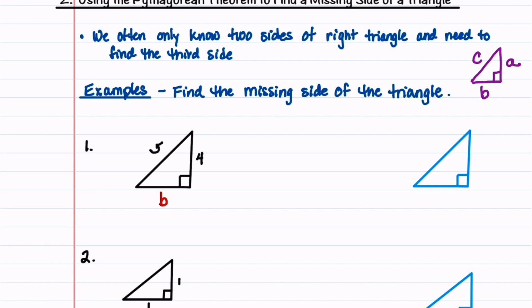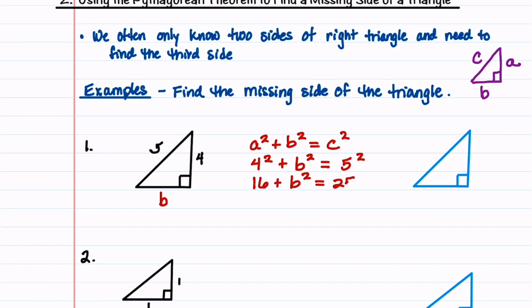We'll begin by writing down the Pythagorean theorem, where the square of one leg plus the square of the other leg is equal to the square of the hypotenuse. Now we're going to fill in the values that we know. Our A is 4, so A squared is 4 squared, plus B squared, that's our unknown, is equal to our hypotenuse squared, and that's 5 squared. This gives us 16 plus B squared is equal to 25.